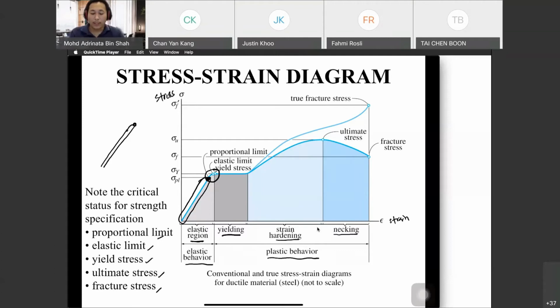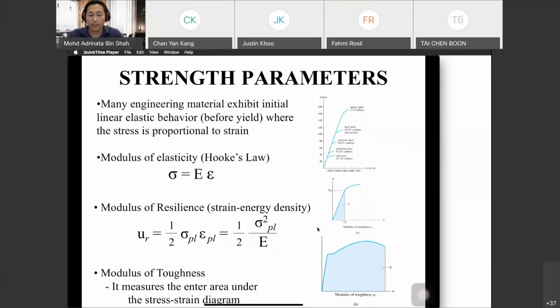Okay, so this is the proportional limit, elastic limit, yield stress, ultimate stress, and fracture stress, and the maximum is the ultimate tensile stress of our structure, our materials. So again, the diagram depends on the material. From the figure, we have spring steel, hard steel, carbon heat treated machine steel, structural steel, and soft steel. So it depends on the material.